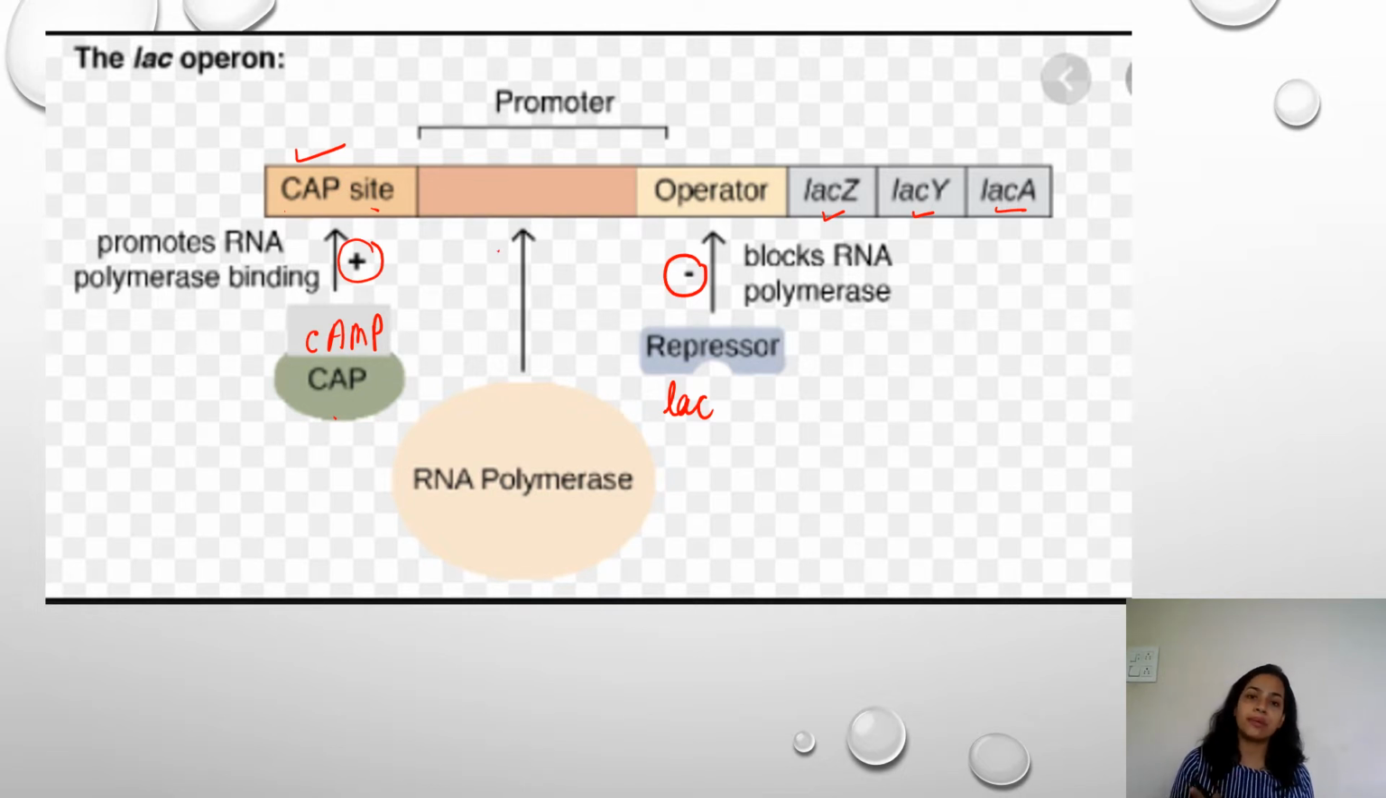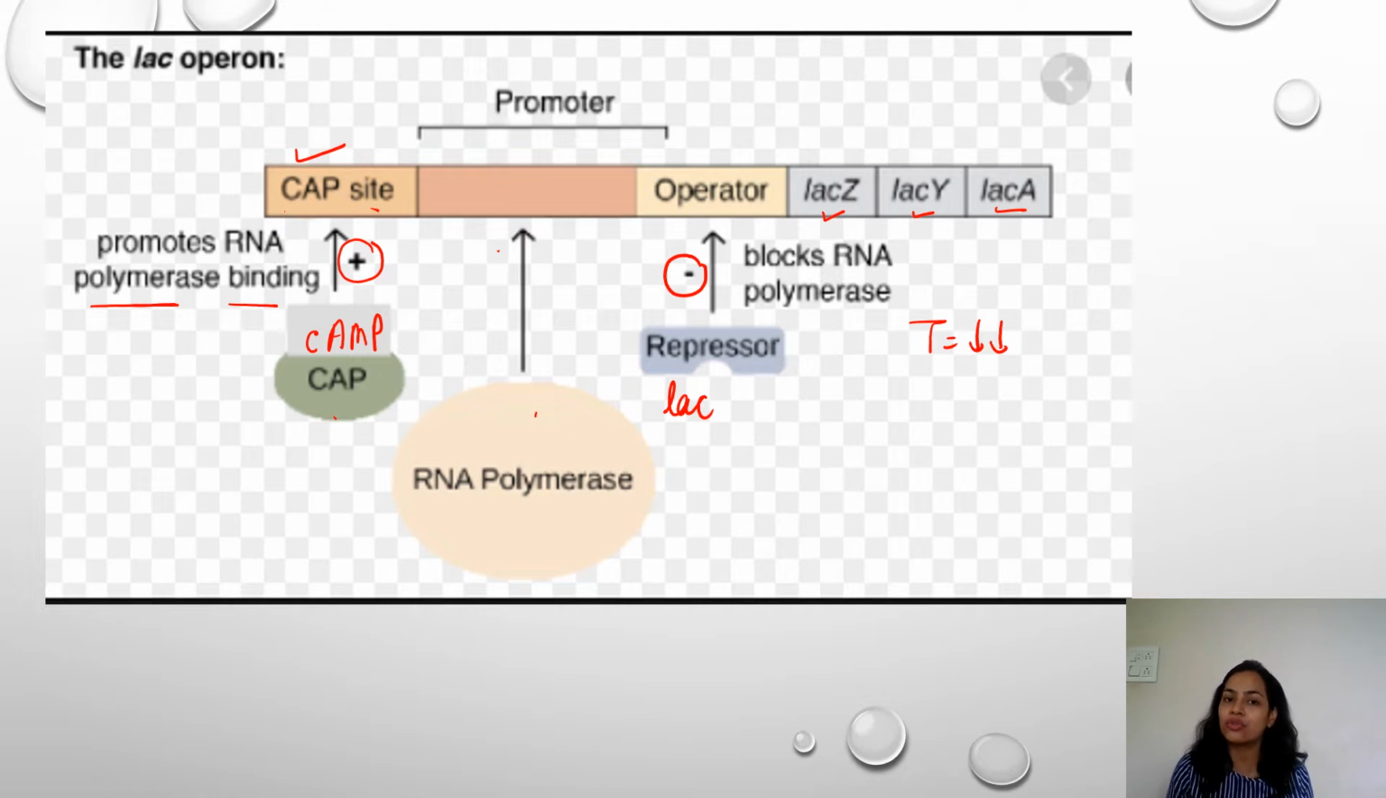All of you remember that the repressor will decrease the binding of the RNA polymerase, and that's why the transcription will go at a very low level. But this is an activator. CAP is an activator protein, a catabolite activator protein, and that's why it is positively regulating the Lac operon. That means it is going to enhance the polymerase binding on the promoter site.